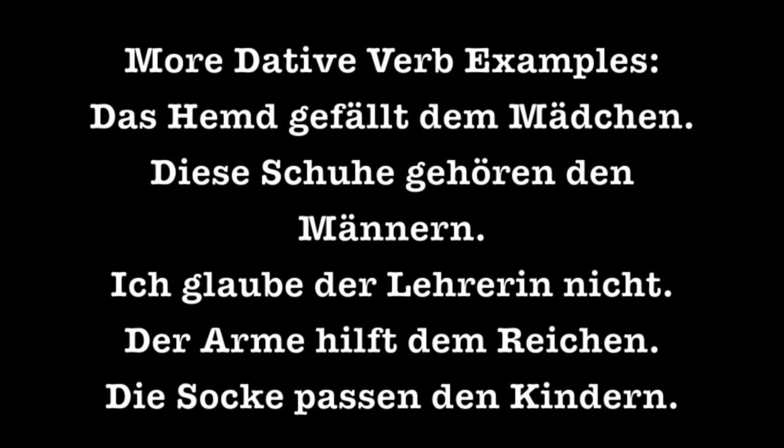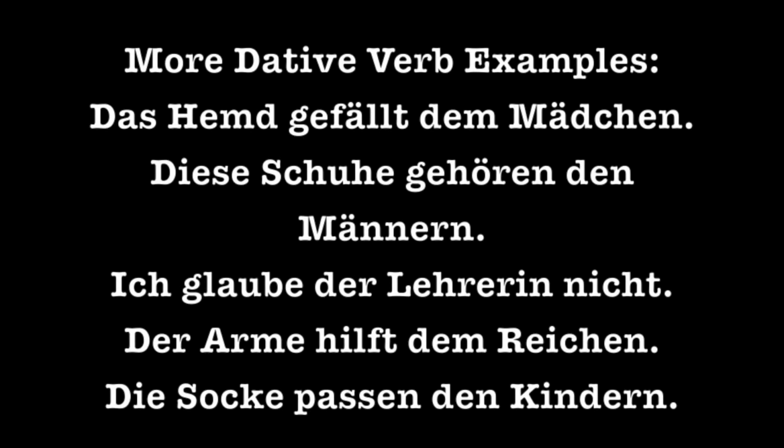Some more examples. Das Hemd gefällt dem Mädchen. The shirt is pleasing to the girl. In English, we would say the girl likes the shirt, but in the German version, using gefallen, we have to say the shirt is pleasing to the girl. It takes the dative case because gefallen is dative. Diese Schuhe gehören den Männern. These shoes belong to the men. It's den Männern because it's the dative plural.